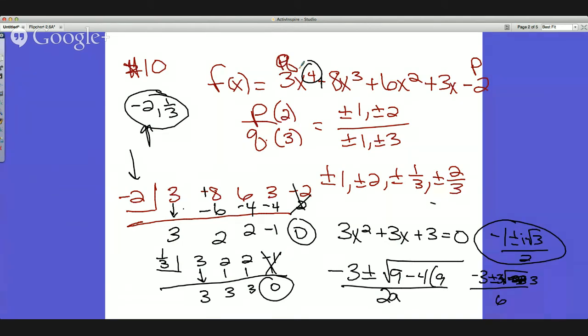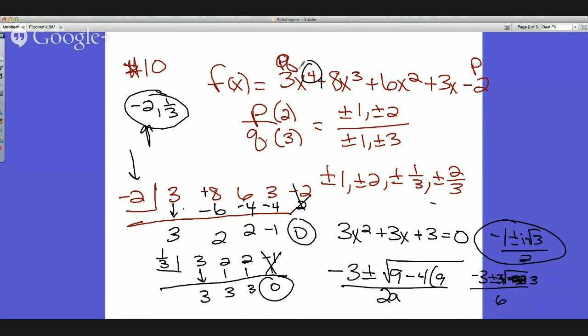Number 7 is very similar, that we actually helped you out. With 7, it tells you what ones are not zeros, so you can eliminate those when you do your P over Q. So again, that's just a strategy. Number 8, we already kind of discussed there.